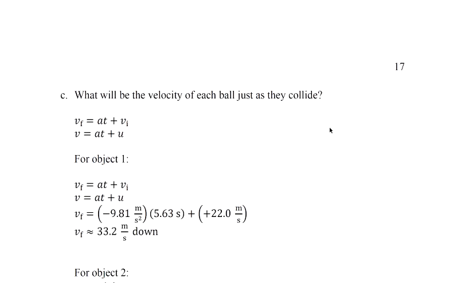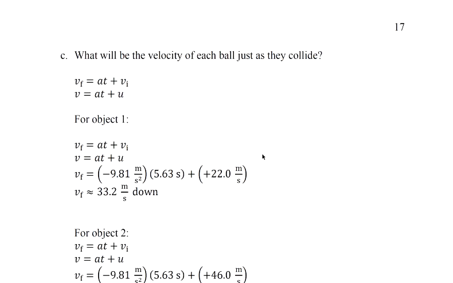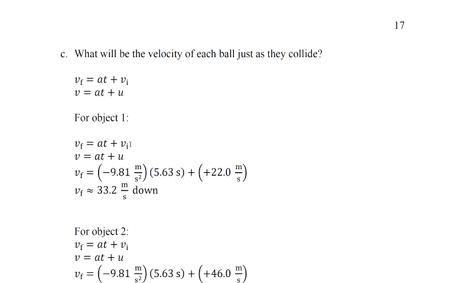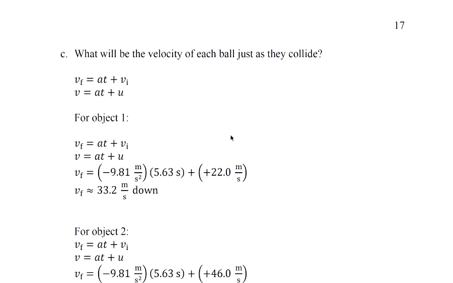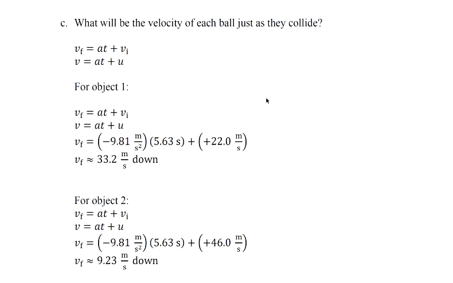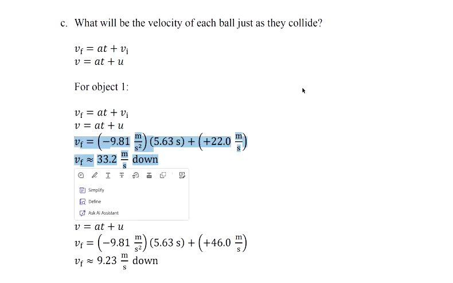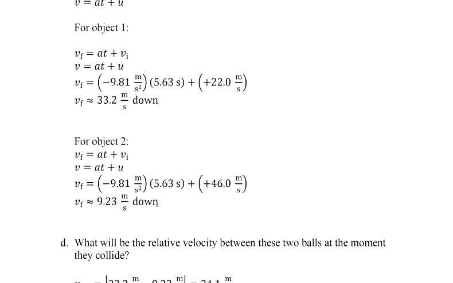Part C, what will be the velocity of each ball just as they collide? So we need to use this equation. Final velocity equals AT plus initial velocity. Some people write it like this, where U is initial velocity. So for the object you throw up, you're going to get this equation. For the object your friend throws up, your friend gets this equation.